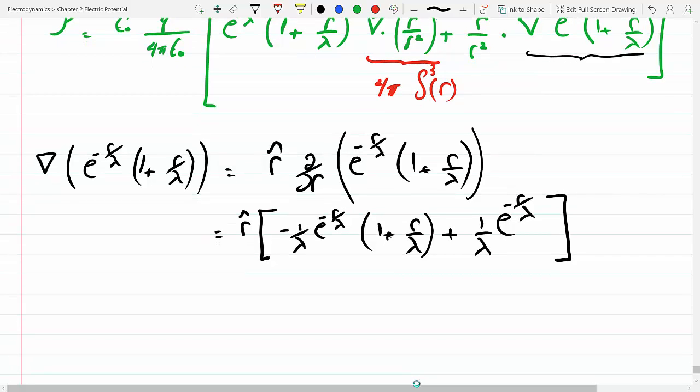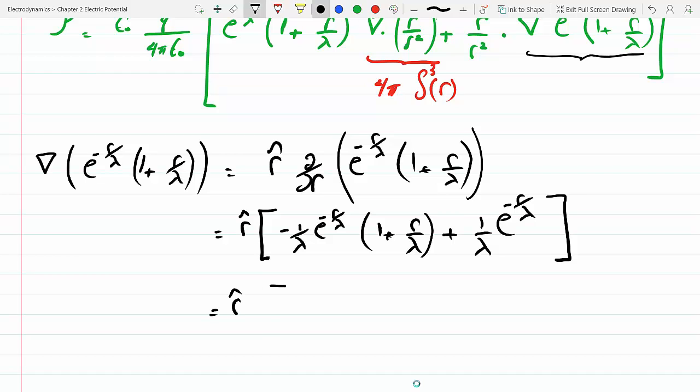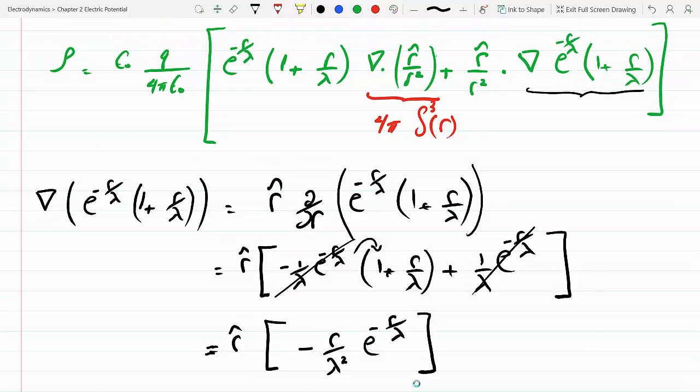So if we FOIL this, we're going to get r hat. These first two terms will cancel out, because when I multiply this by 1, it's negative the second term, and all I'm left with is minus r over lambda squared, r over lambda squared e to the minus r over lambda. So this is that last term there.